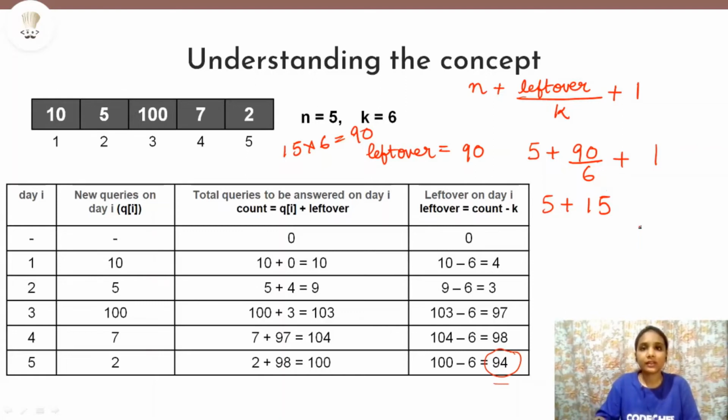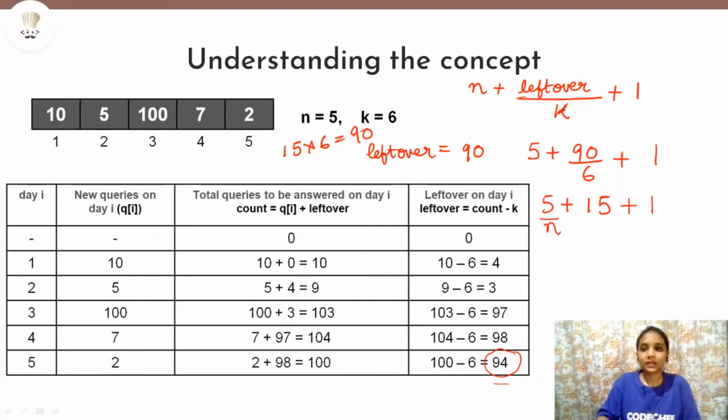You just need to tell if there is a day when chef can answer less than k queries. So the scenario will be, that is why this plus 1 will always be correct. So this formula will always work. Now this is n, the first n number of days, so that will always be counted. Then after that, leftover divided by k.